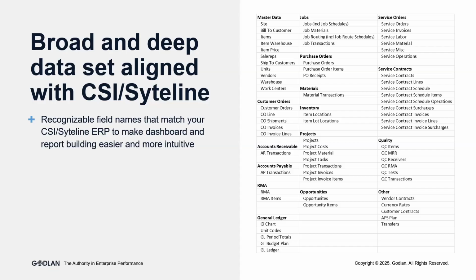Quality reporting, MRR and quality testing information, QC transactions, QC items, receiving information, vendor RMA, and a full data set around that as well. And then some other areas like vendor contracts, we support full currency handling up to the site level, as well as a framework for doing currency consolidation across multiple Sightline sites. Customer contracts, and then APS planning data is also included, as well as transfers. So again, a lot going on there, very comprehensive and robust data model.